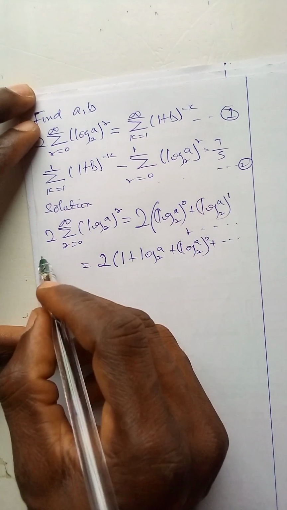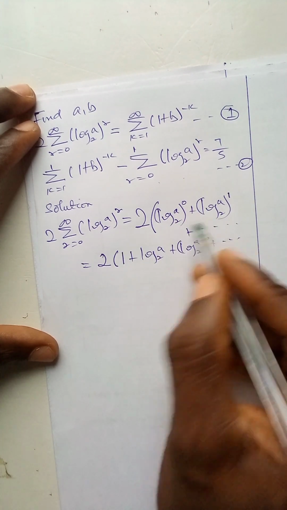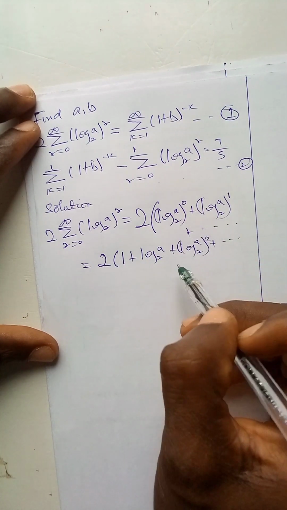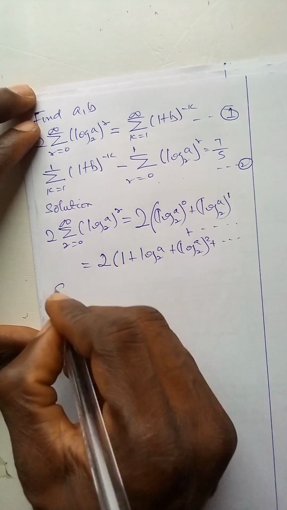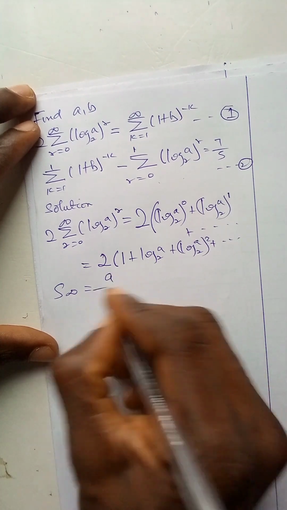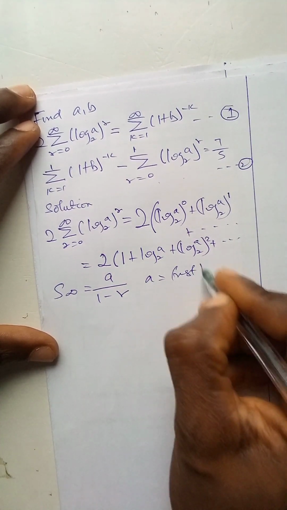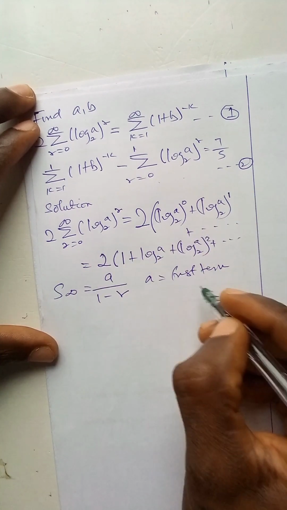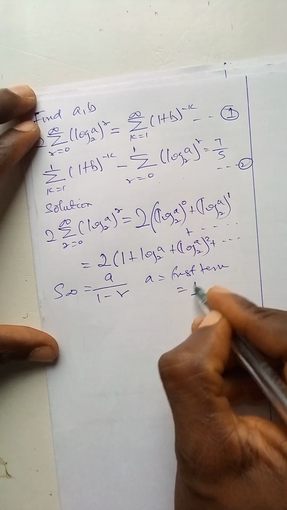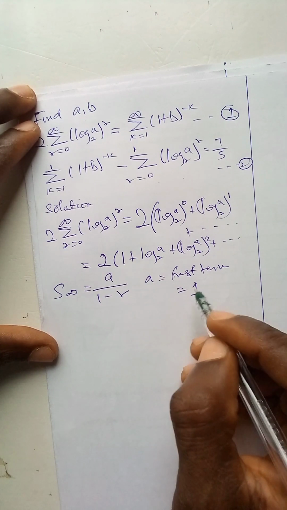Now, we can find the sum to infinity of this geometric series. This is a geometric series, and the sum to infinity of any geometric series is a over 1 minus r. A is the first term, and the first term in this case is equal to 1. Let us not forget the 2. We'll apply it as we proceed.